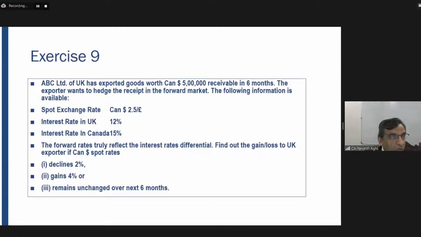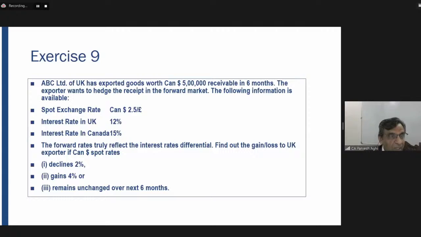So that means ABC will be making a gain by taking a forward cover, isn't it? Because the spot rate after 6 months has declined by 2%, and you have taken a forward cover signifying a decline of only 1.5% because of the interest rate differential. So you will be making a gain. I hope you have understood this. In the first question, the Canadian spot rate is going to decline by 2%, whereas as per the interest rate differential it declines only by 1.5%. If it declines, the UK exporter is going to receive less money in terms of pounds.